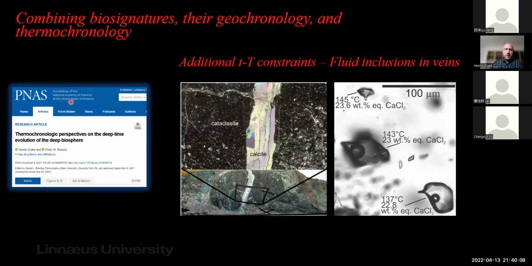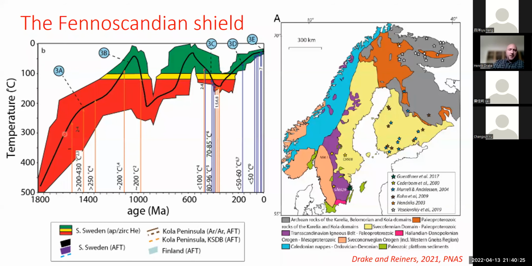So in this recent paper in PNAS, I got a lot of help from Pete Reiners in Arizona to iron out my idea about using thermochronology on the deep time evolution of the deep biosphere. So this is basically the main plot from this paper that shows red, green, and yellow, where green is habitable. And the black is the best fit. The red, yellow, and green are the full model. And the red areas are not habitable because they are too hot.